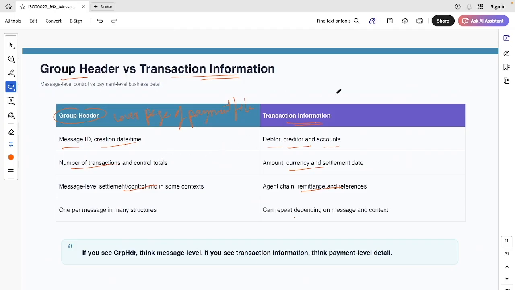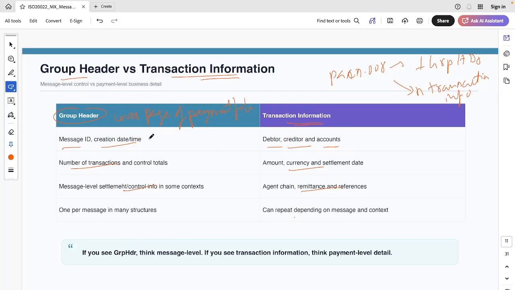So for example, one pacs.008 will have one group header, but it could have n number of transaction information depending upon the use cases. So if you see group header, think about control and message level information. If you see transaction information, think actual payment details.